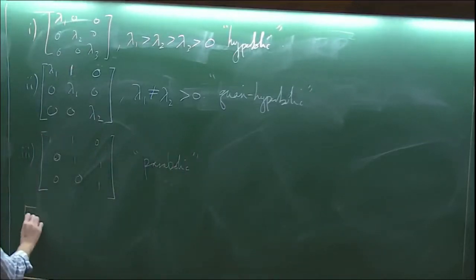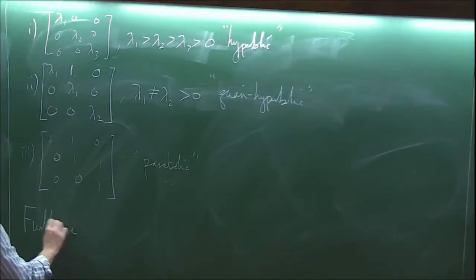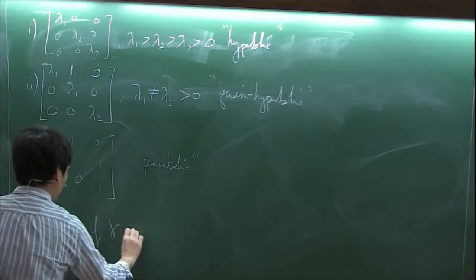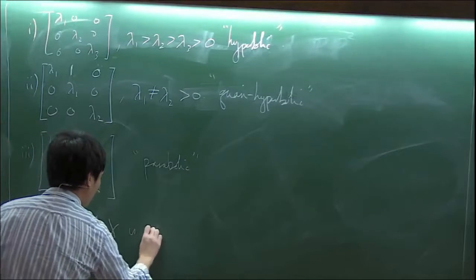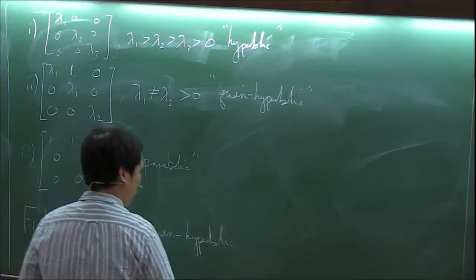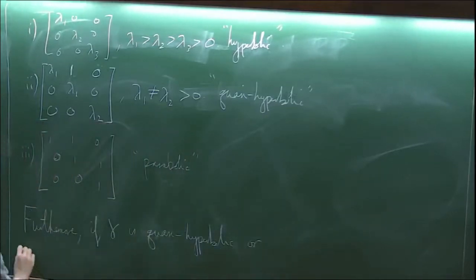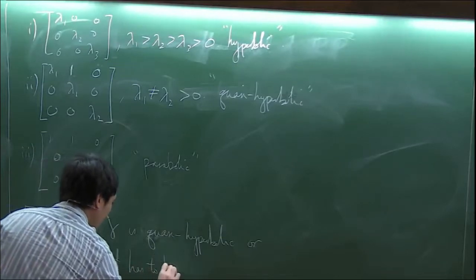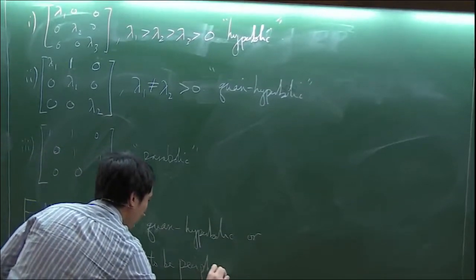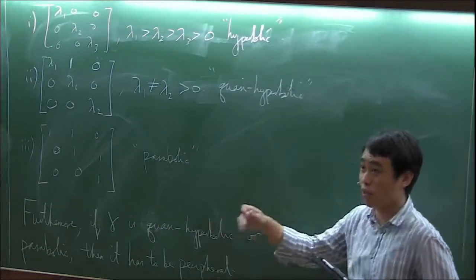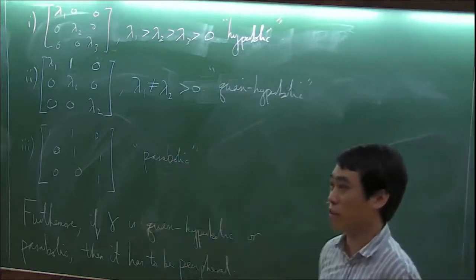Furthermore, if gamma is hyperbolic, quasi-hyperbolic, or parabolic, then it has to be peripheral. So the only time you can have a quasi-hyperbolic element or parabolic element show up is when you correspond to a puncture. You're going around a puncture.